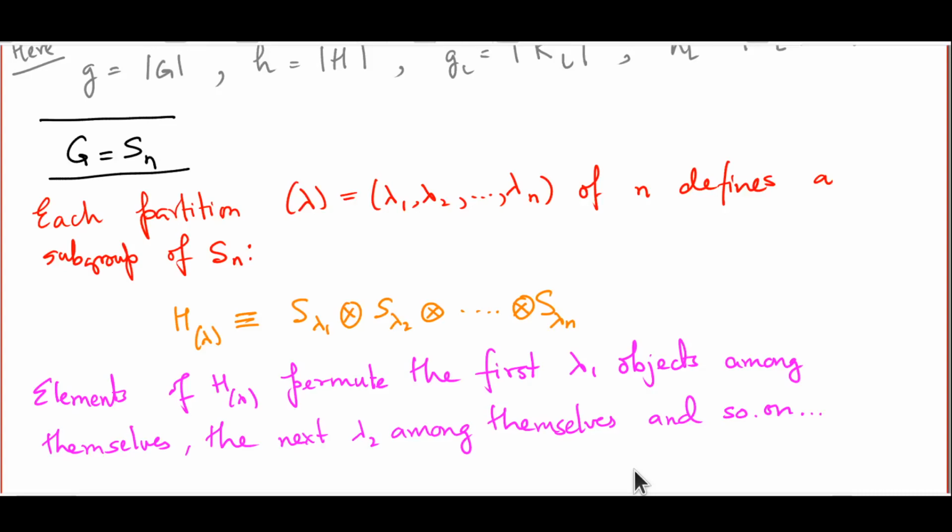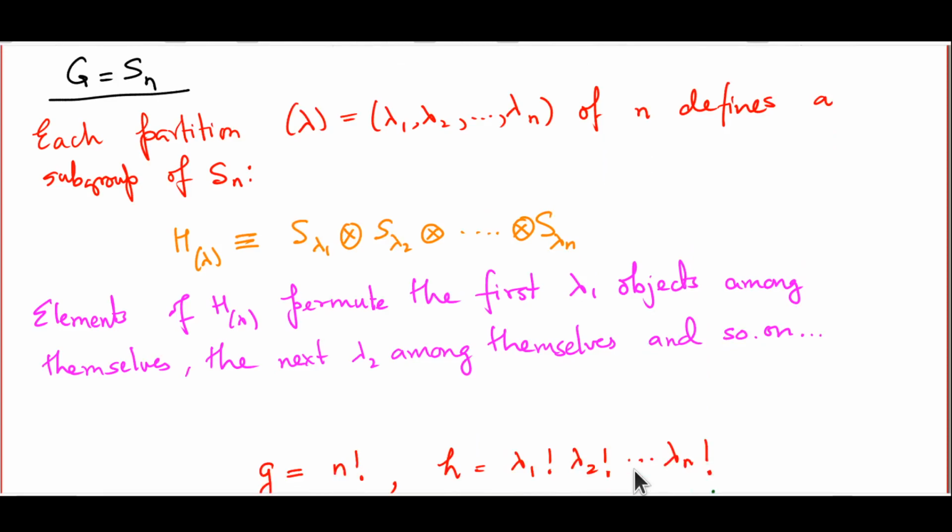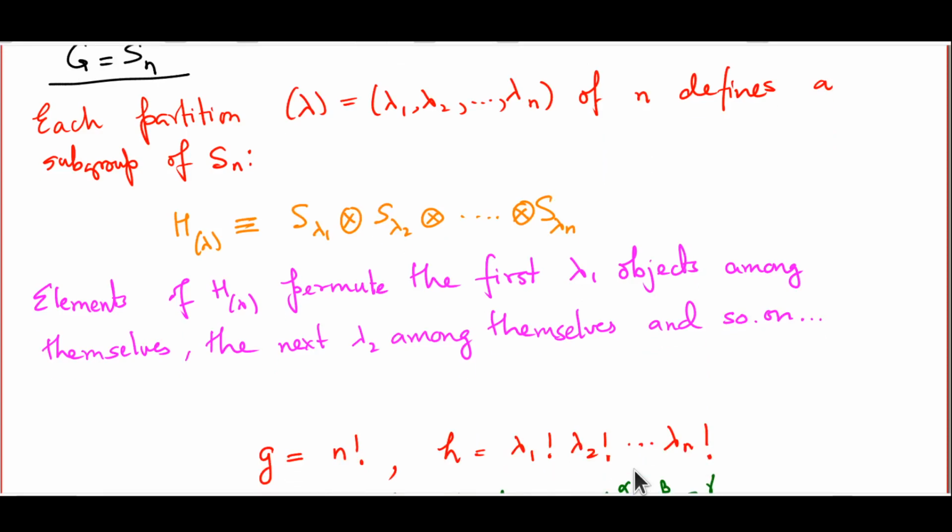Now, in the Frobenius formula, we need the numbers g, h, g_l and h_l. g, the order of the group Sn, is obviously n factorial. h is the order of this direct product group, which is of course the product of the orders of the individual groups which go into making it. So that's simply lambda 1 factorial for S lambda 1 times lambda 2 factorial for S lambda 2 all the way up to lambda n factorial. So g and h are pretty easy to figure out. Now what about g_l and h_l?